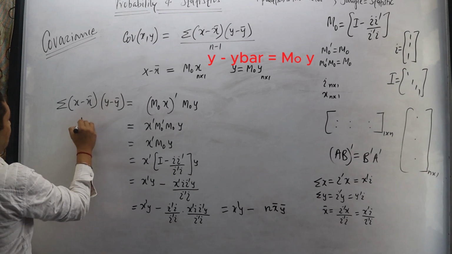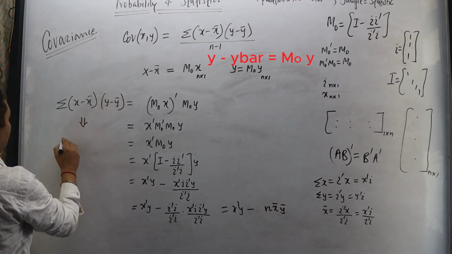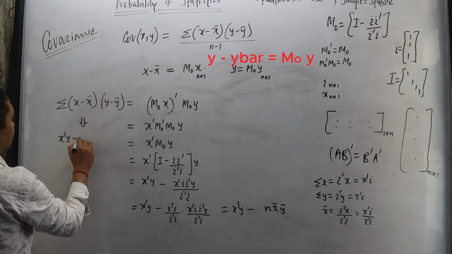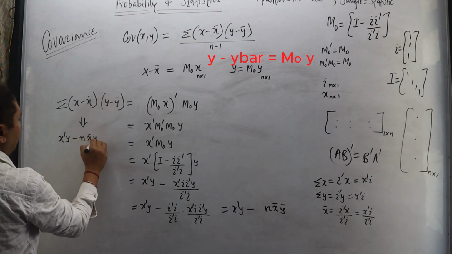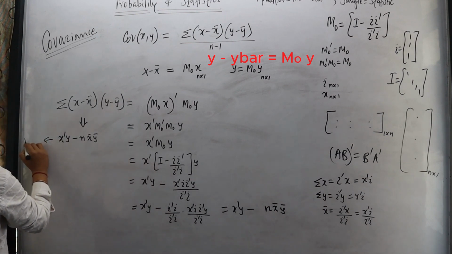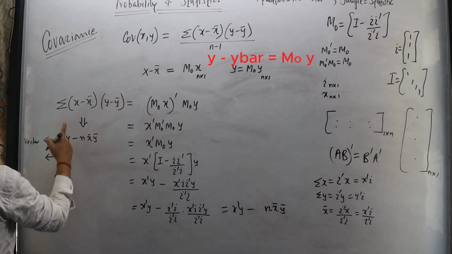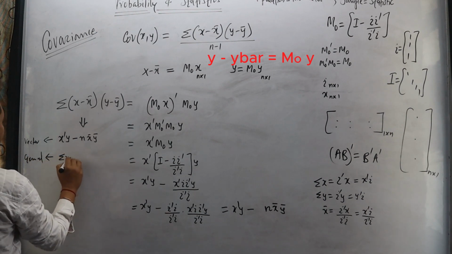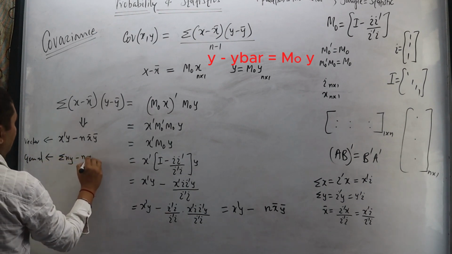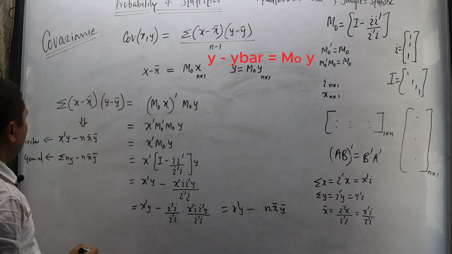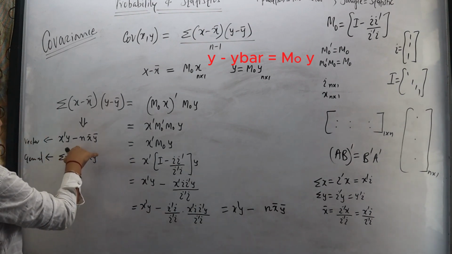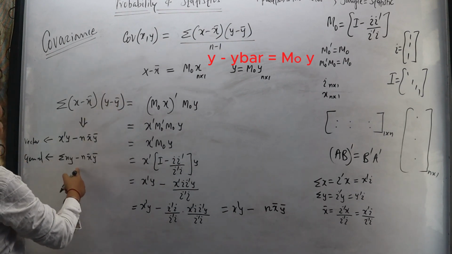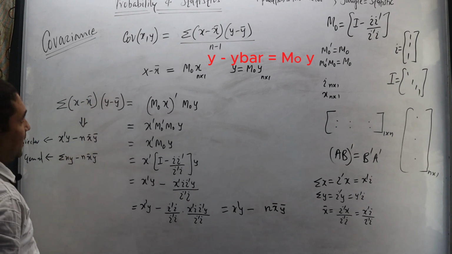Therefore, in matrix notation, this is equal to the vector x transpose y minus n x bar y bar. So this is in vector notation. And in general notation, we get the summation of xy minus n x bar y bar. Now once we know this, we can always divide it by n minus 1 to get the covariance of xy. The same is the case with the general notation: we can divide this entire term by n minus 1 and get the covariance of xy.